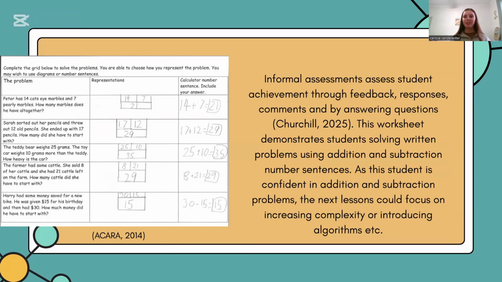Informal assessments assess student achievement through feedback, responses, comments, and by answering questions. This worksheet demonstrates students' ability to solve written problems using addition and subtraction number sentences. As this student is confident in addition and subtraction problems, the next lessons could focus on increasing complexity or introducing algorithms.